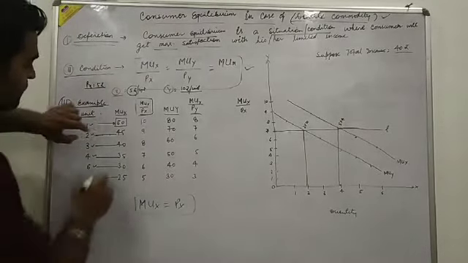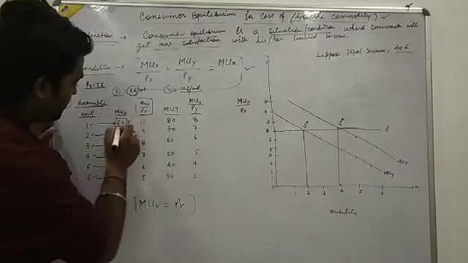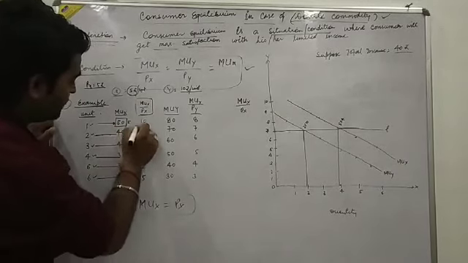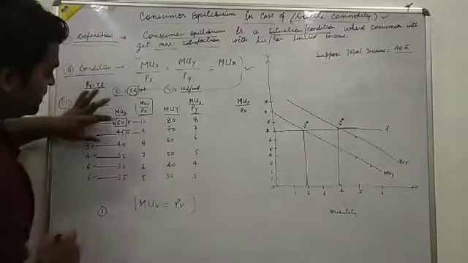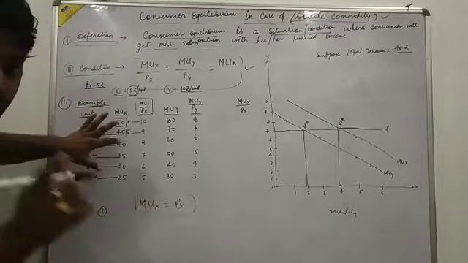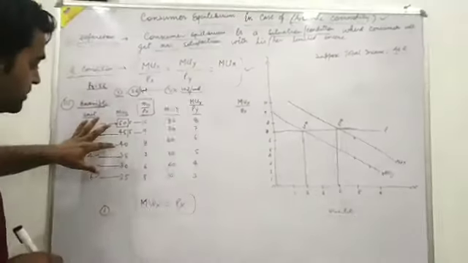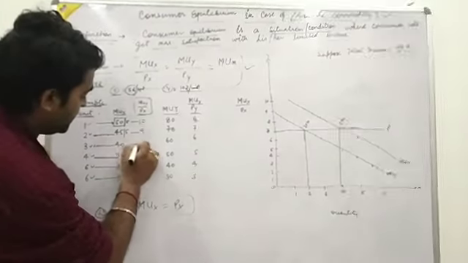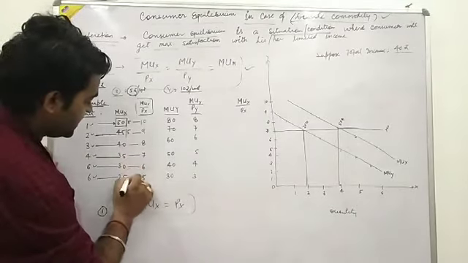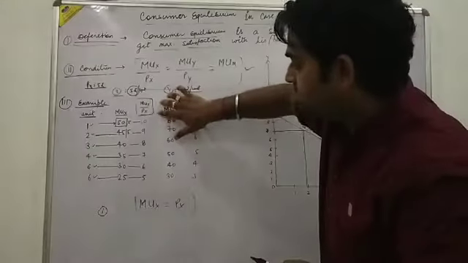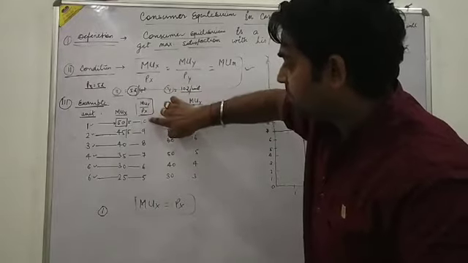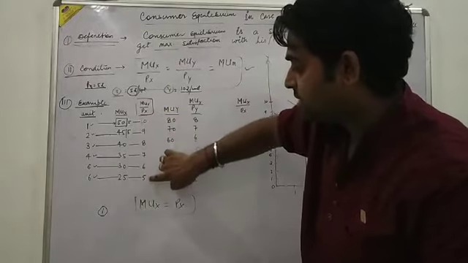So 50 by 5, 45 by 5. So what are we seeing? 10, 9, 8, 7, 6 and 5. That means in the case of X, MUX by PX is 10, 9, 8, 7, 6, 5.